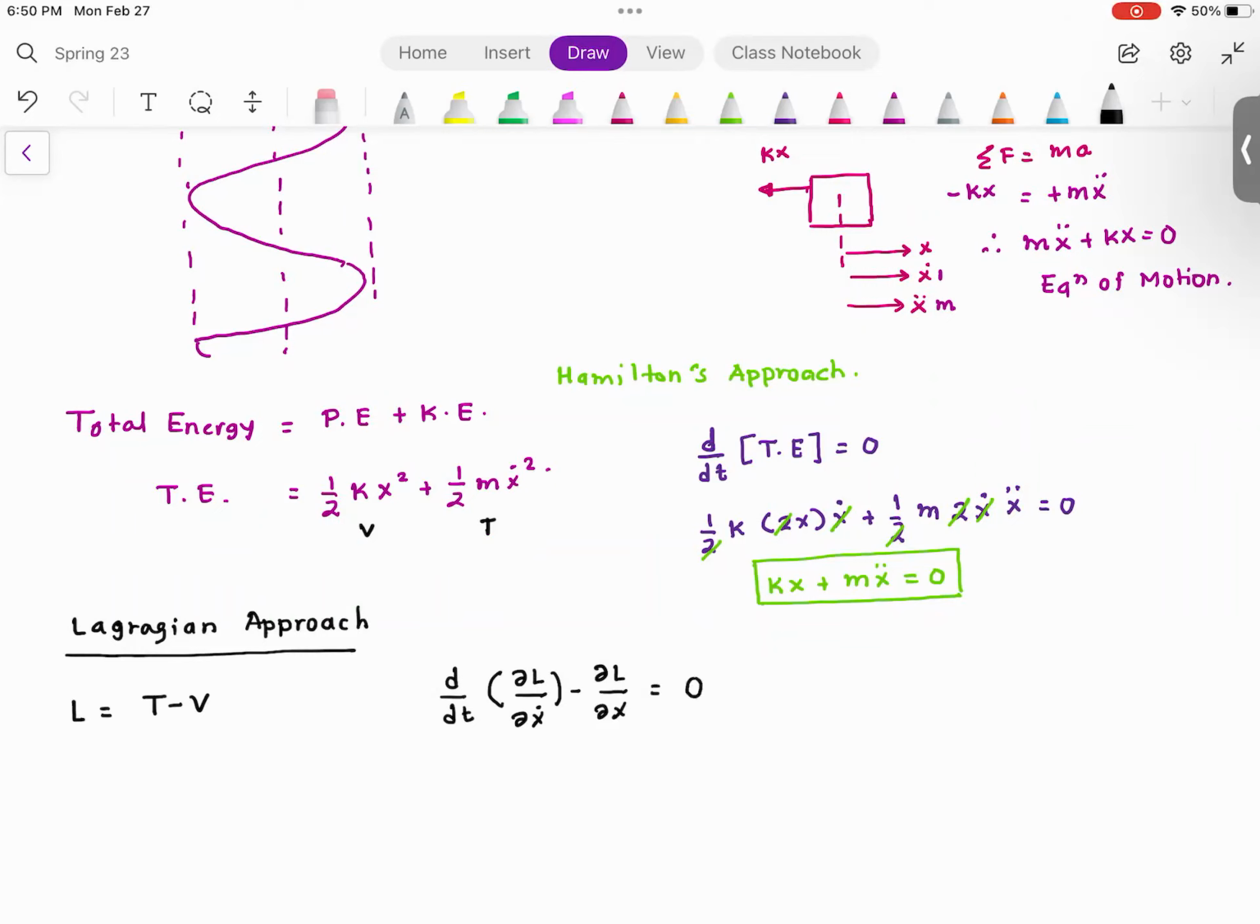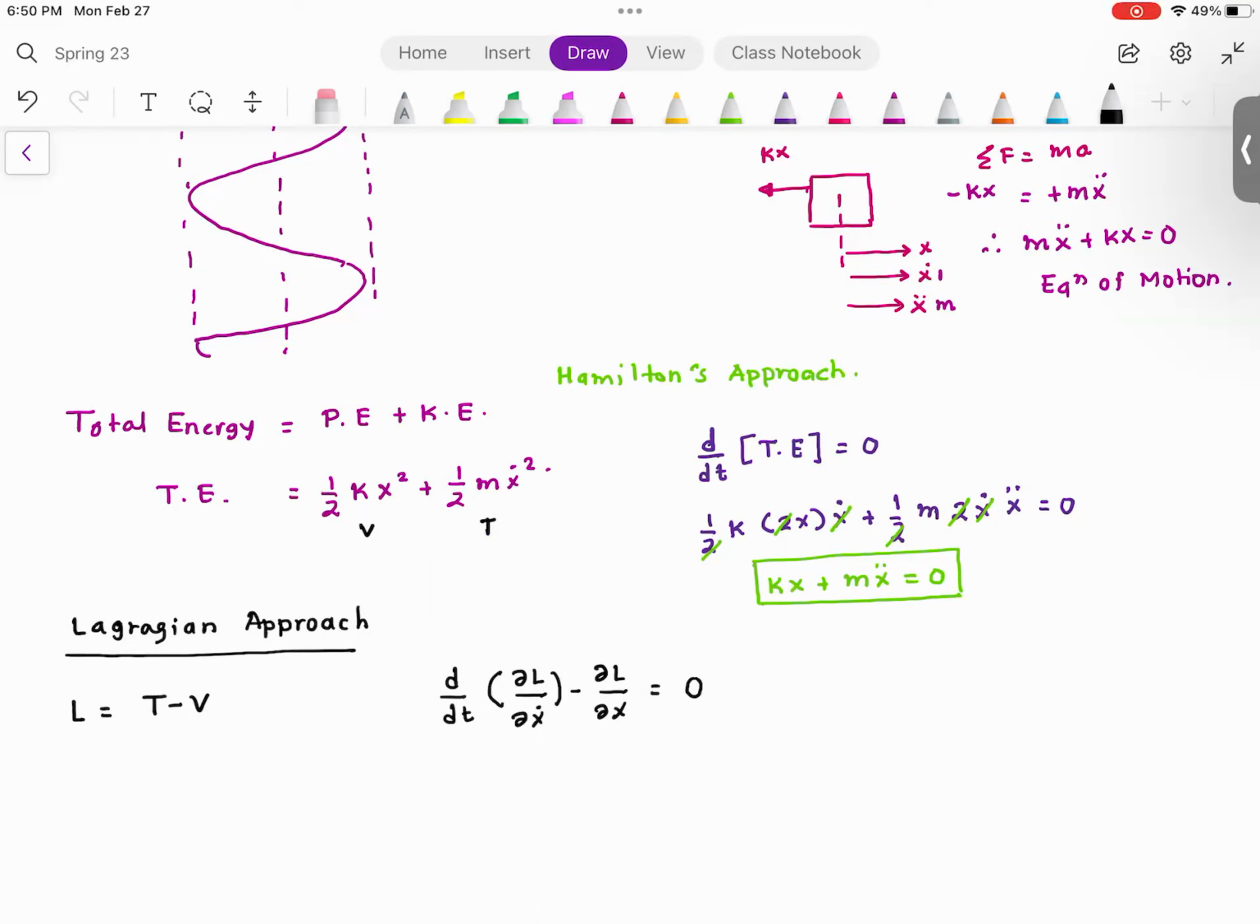Now let me explain what these terms are. The Lagrangian is a function of kinetic energy minus potential energy. Kinetic energy is going to have a velocity term like 1/2 m x dot square. Potential energy is going to have a term that is dependent on displacement like 1/2 k x square. So the Lagrangian is going to have some terms in x dot and some terms in x.